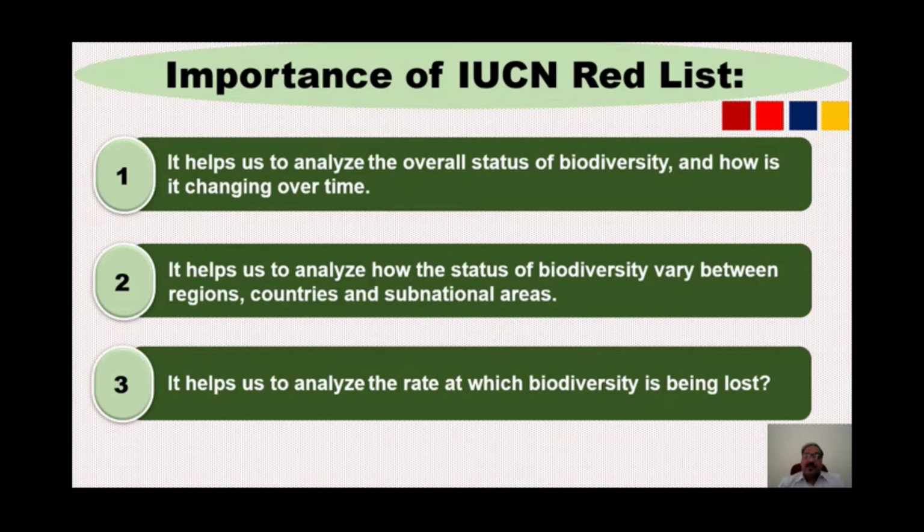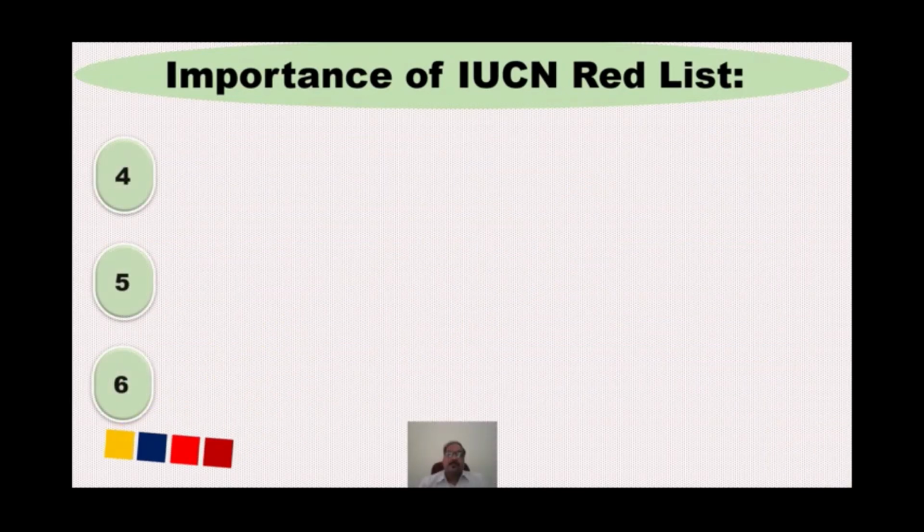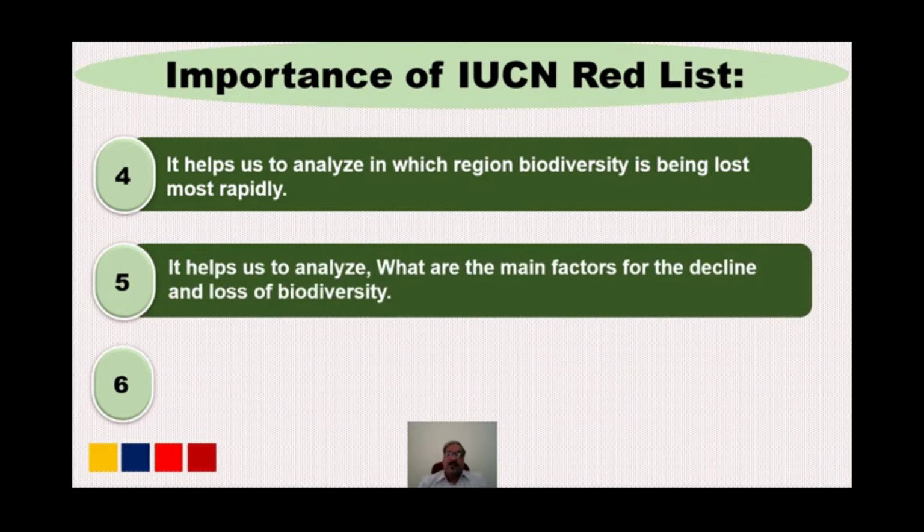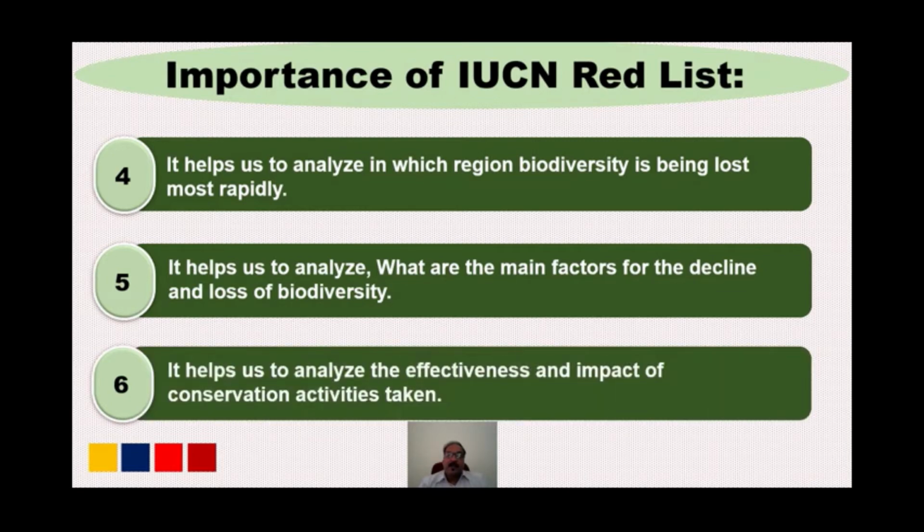Third, it helps us to analyze the rate at which biodiversity is being lost. Fourth, it helps us to analyze in which region biodiversity is being lost most rapidly. Then it also helps us to analyze what the main factors are for the decline and loss of biodiversity. Then sixth, it helps us to analyze the effectiveness and the impact of conservation activities taken.